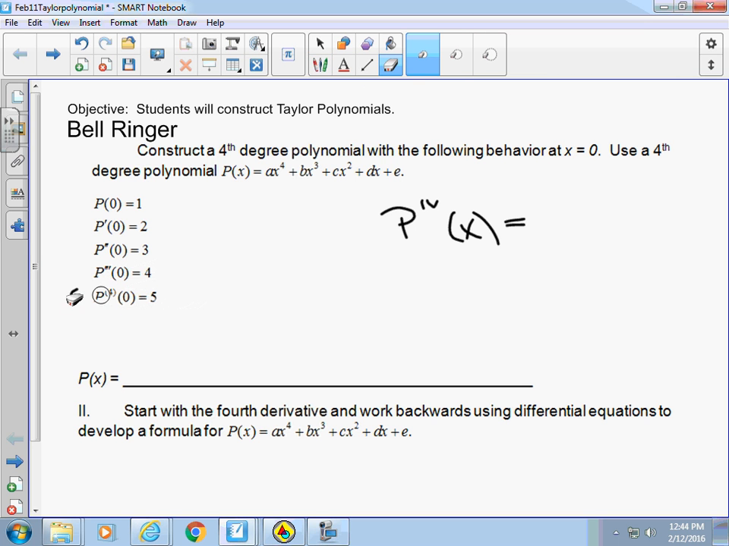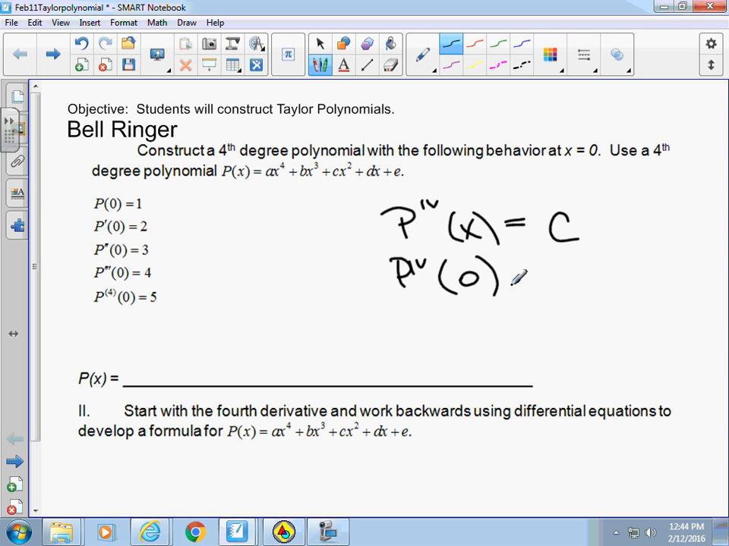I don't know. I'm not sure. Okay, let's just say it's C, right? Say you don't know. Then the fourth derivative at 0 is 5, right? So what does that mean C has to be? 5. Yes, okay.